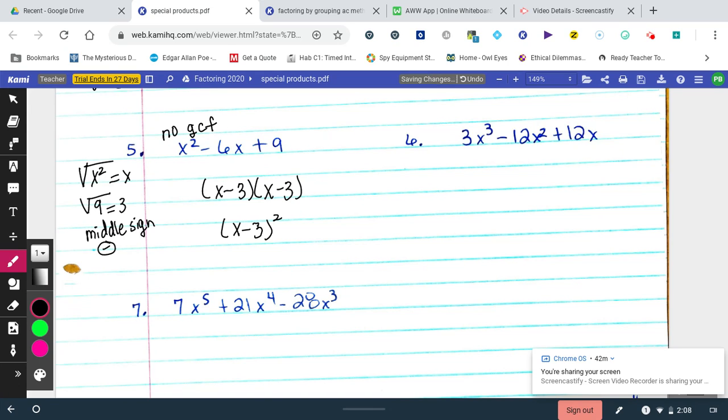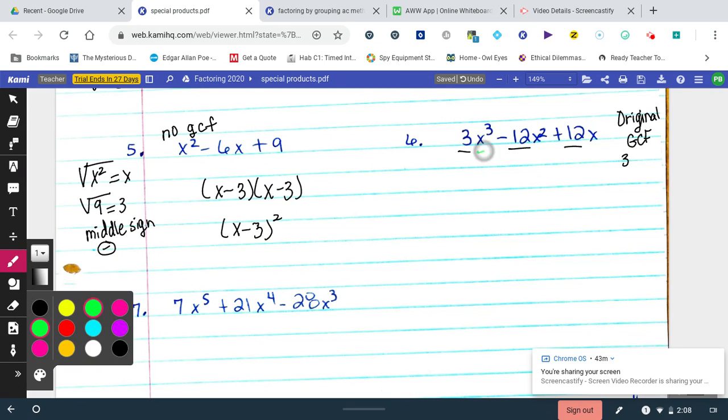But take a look at number 6. I got 3, 12, and 12. Is there a GCF? Okay, sure, I see a GCF. So the GCF, and I'm going to call this the original GCF, is going to have a 3 as part of it. And then if you'll also notice, each one of them has an x. Choose the x with the smallest exponent, so that would just be x, or x to the first. So your original GCF is 3x.